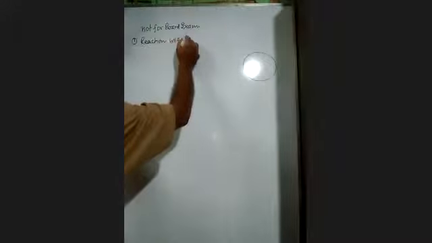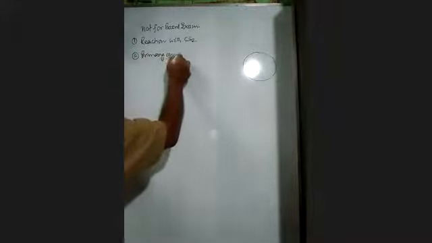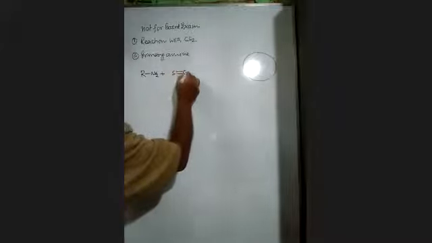This is the reaction with carbon disulfide. So first I am going to write the reaction with primary amine, then the secondary. So I have taken primary amine here, and this is our carbon disulfide, just like carbon dioxide, carbon disulfide.